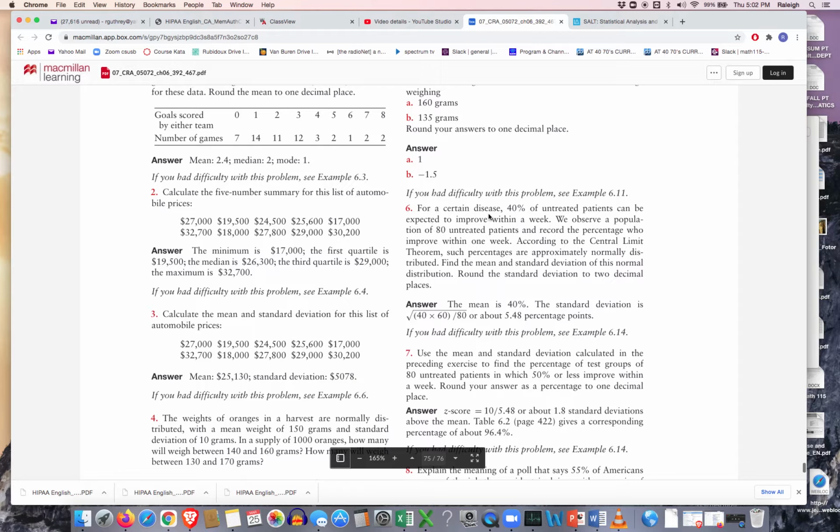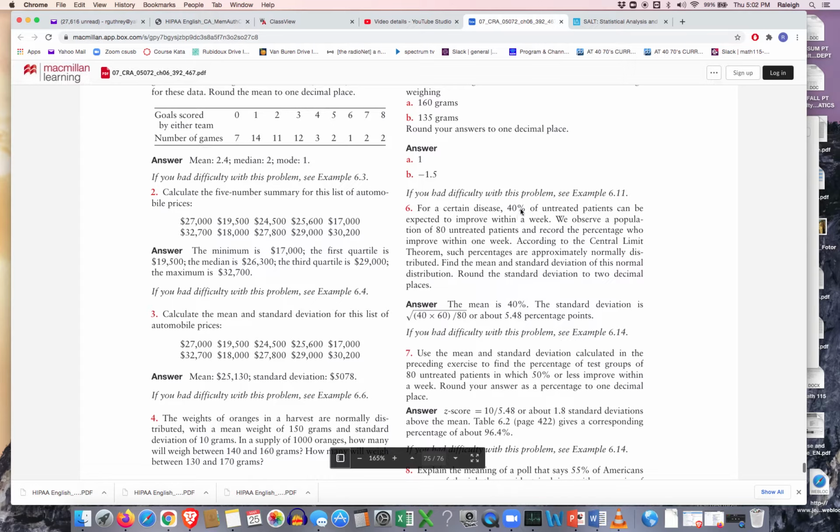Okay, we've seen some of these before, and all these are fairly likely to show up, except for a really difficult standard deviation problem. I do not plan to do that, of course. For a certain disease, 40% of untreated patients can be expected to improve within a week, just on their own. We observe a population of 80 untreated patients. So these people do not have any medicine. We saw a problem kind of like this before. We record the percentage who improve within a week, and that's the criteria time-wise. So according to the central limit theorem, these percentages are approximately bell-shaped, normal distribution. Find the mean and standard deviation of this distribution and round the standard deviation, etc.